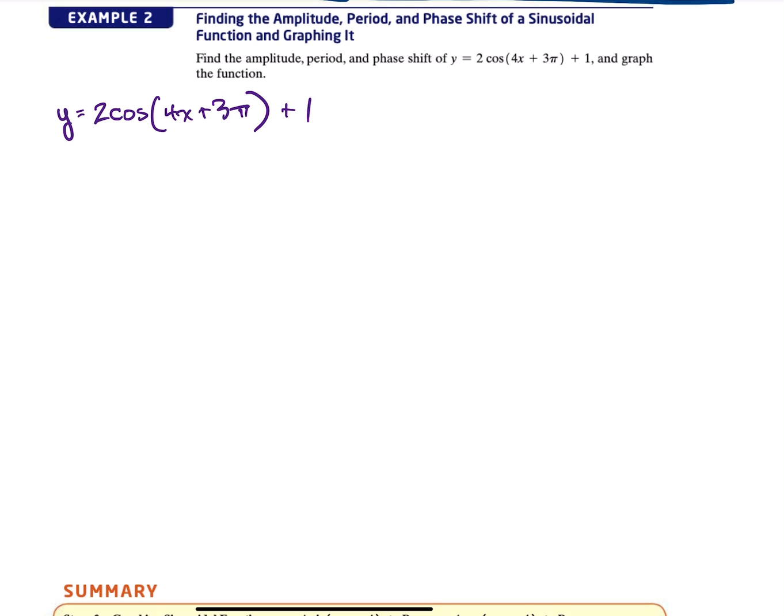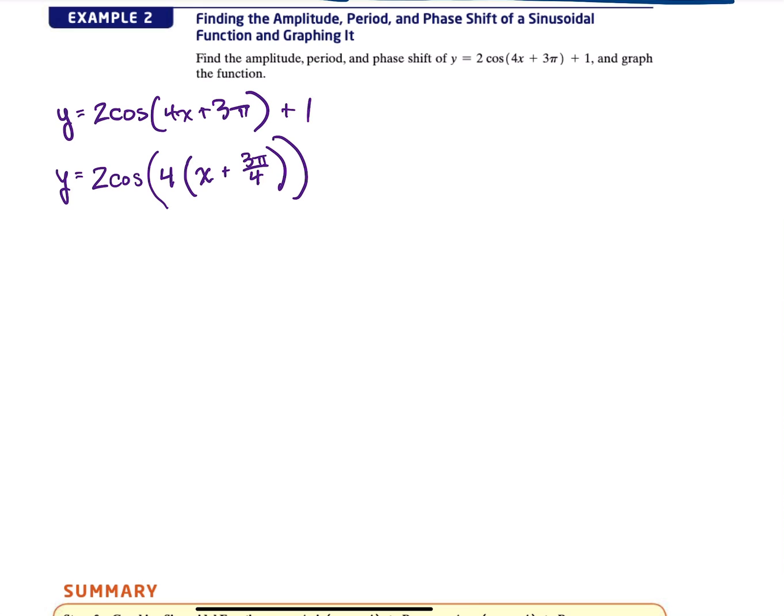But first, let's factor that 4 out inside. Let's put this into the factored form. So I'll say y equals 2 times the cosine of 4 times, and what would be left over? We'll have just the x. And then just like before, we can place our previous term here and have it being divided by whatever term we're factoring out. So I can write this as 3 pi over 4.